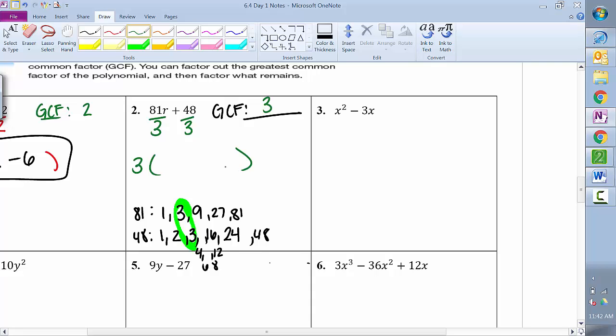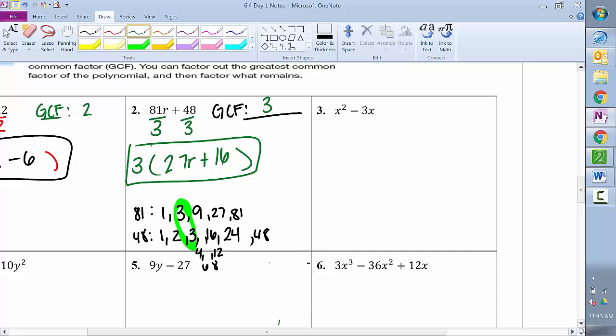What is 81 divided by 3? 27, you're right. Bring down your plus sign. What's 48 divided by 3? 16, and you're done. The hardest part is finding your GCF. Everything else should be okay.